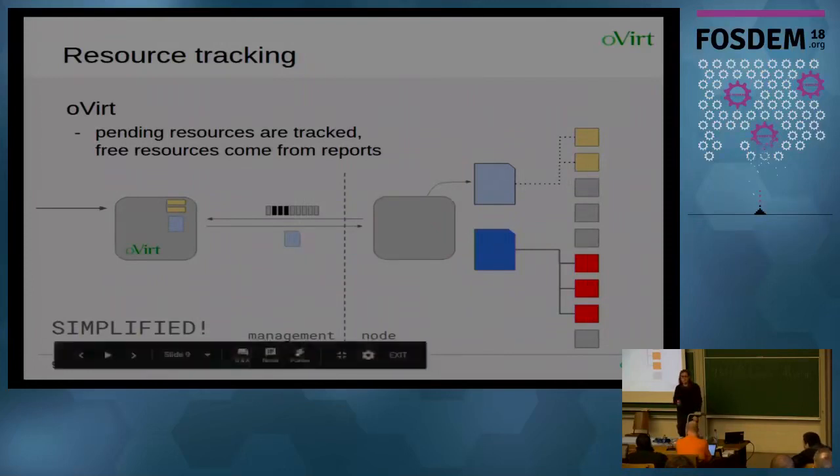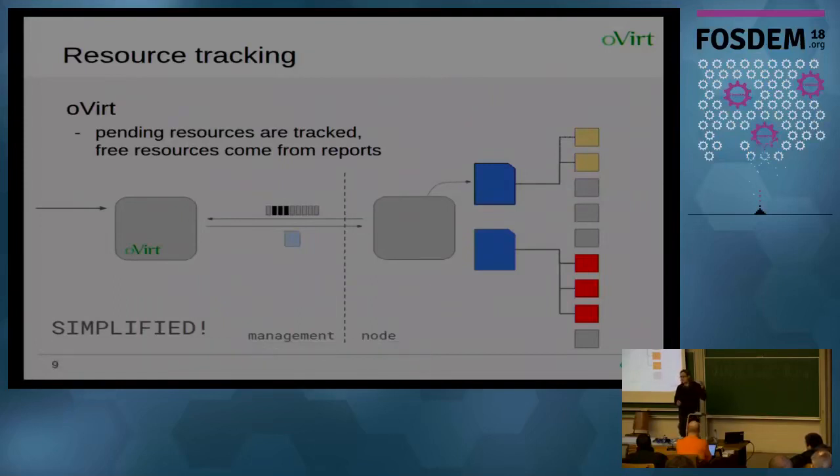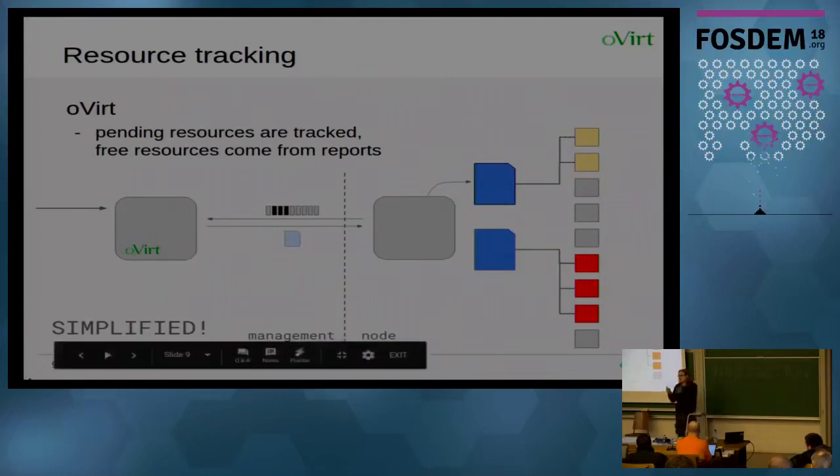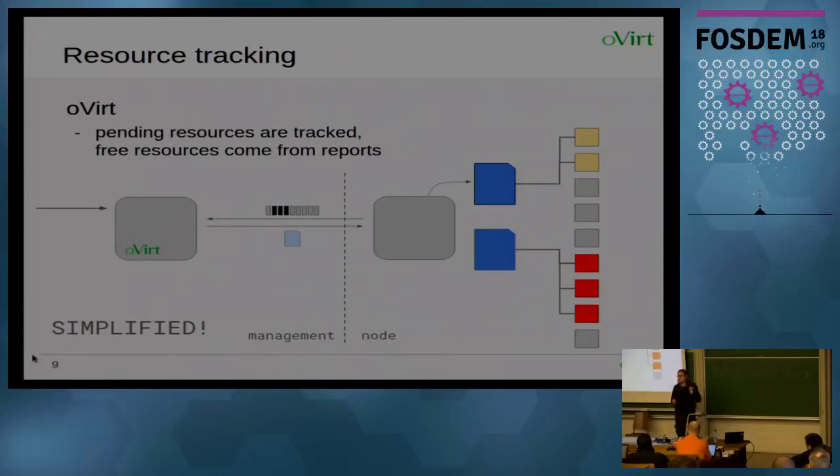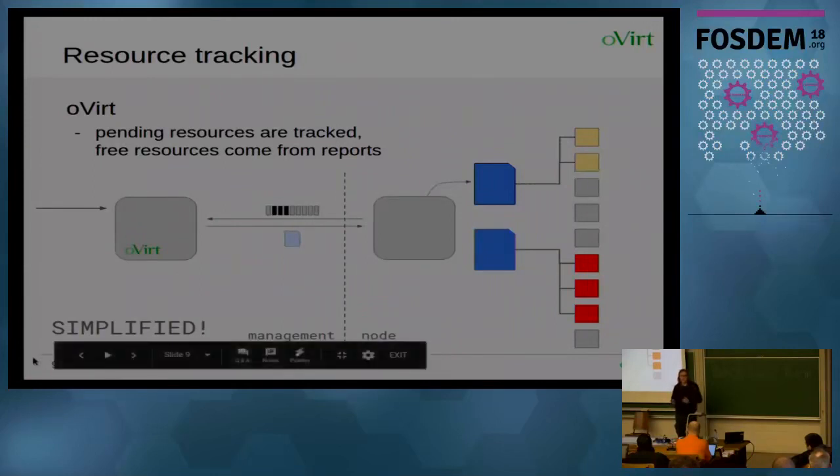And then when the VM actually starts, we'll remove the pending records because we are already getting all the stats from the agent. The agent sees the second VM and it's telling us, hey, there's a second VM running, it's eating memory, it's eating CPU. So we already know the actual consumption. We don't need the pending records. So that's how oVirt does it.